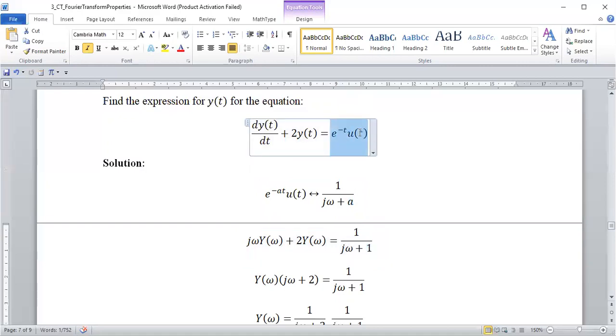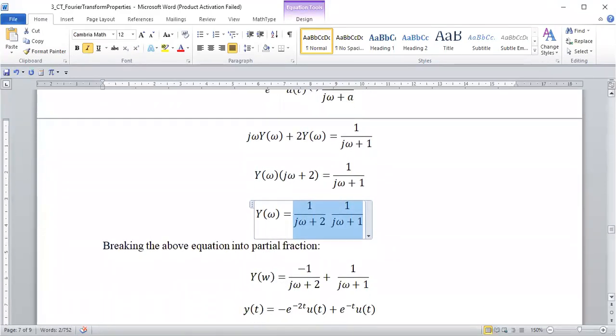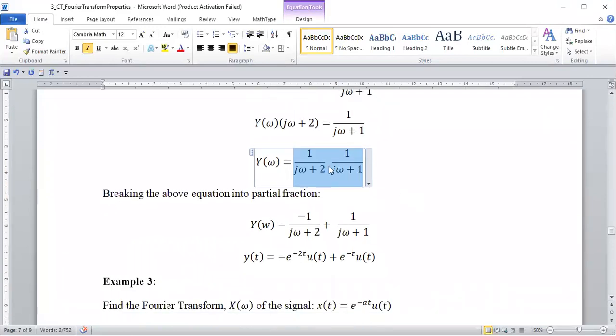So the Fourier transform of this is given by this. And when we collect the Y omega terms, we have this. Then making Y omega the subject of formula, we get this. The question is to get the y of t. We don't have any function that can help us to do the inverse Fourier transform of this particular signal. So we first break it down into partial fractions.